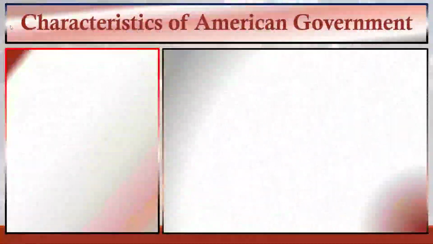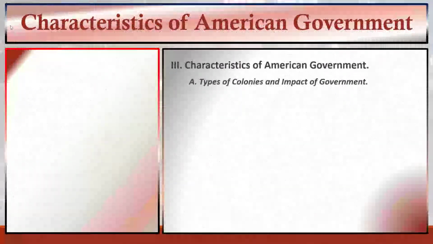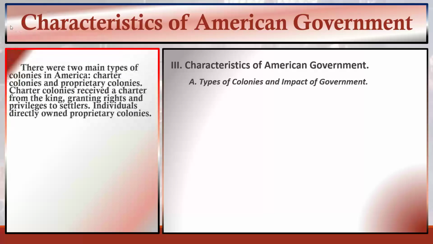I am on page 4, characteristics of American government. We'll jump right into the reading. This is Roman numeral 3. This reading had 3 Roman numerals, 3 topics. It was rather short, but there were 3 of them. Our introduction actually has a name here. A is usually intro, but I gave it a name: types of colonies and impact of government. Let's get into it.